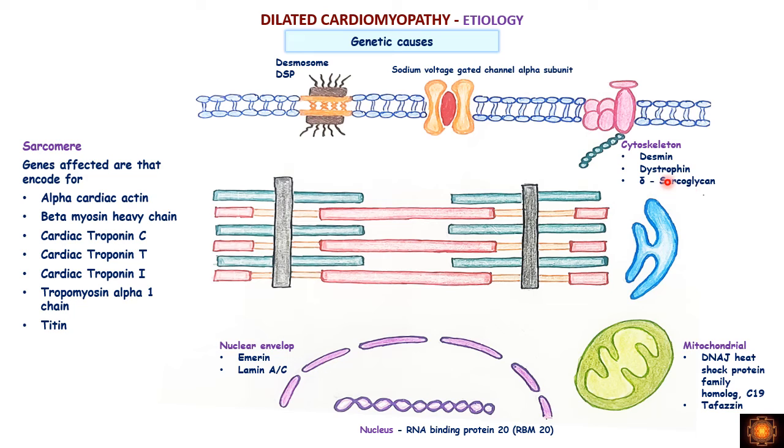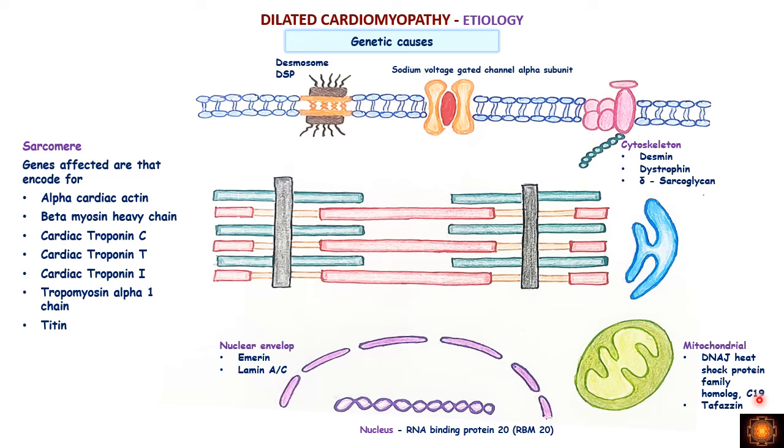They also can cause dilated cardiomyopathy. Then the genes encoding in the sarcomere: alpha cardiac actin, beta myosin heavy chain, cardiac troponin C, cardiac troponin T, cardiac troponin I, tropomyosin and titin. If there is any mutation in the genes encoding these, that also can cause dilated cardiomyopathy. And in the mitochondria we have two proteins, that is tafazzin and the heat shock protein.